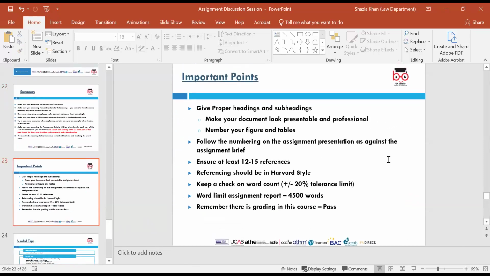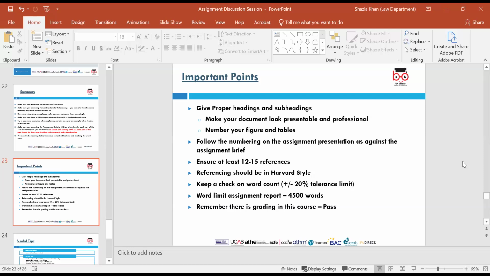Important points, give proper headings and subheadings, like I said, AC 1.1, where it says each part for part A. Make sure your document looks presentable and professional. Number your figures and tables, and follow the numbering on the assignment presentation as against the assignment brief. Ensure at least 12 to 15 references. Referencing should be in Harvard style. Keep a check on your word count, plus 20% tolerance limit on your plagiarism as well. That will be checked on a plagiarism scan.